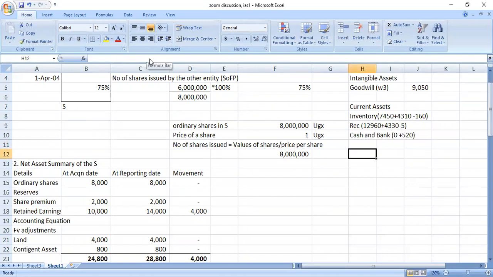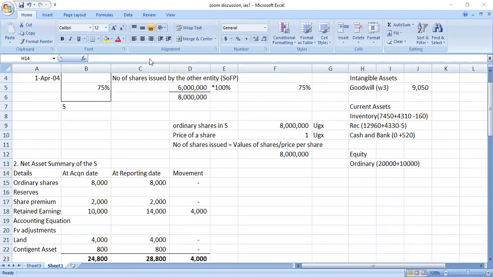So under equity, you have ordinary shares. For ordinary shares, you only bring for the parent. And the parent was 20,000. But remember, from our working number 3, that transaction of issue of shares was not recorded. So we have a 10,000 affecting ordinary shares. So you bring it there.